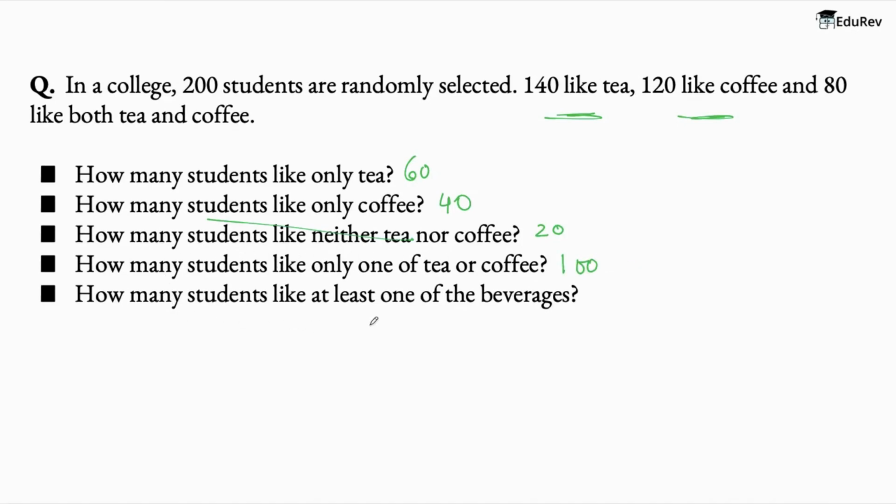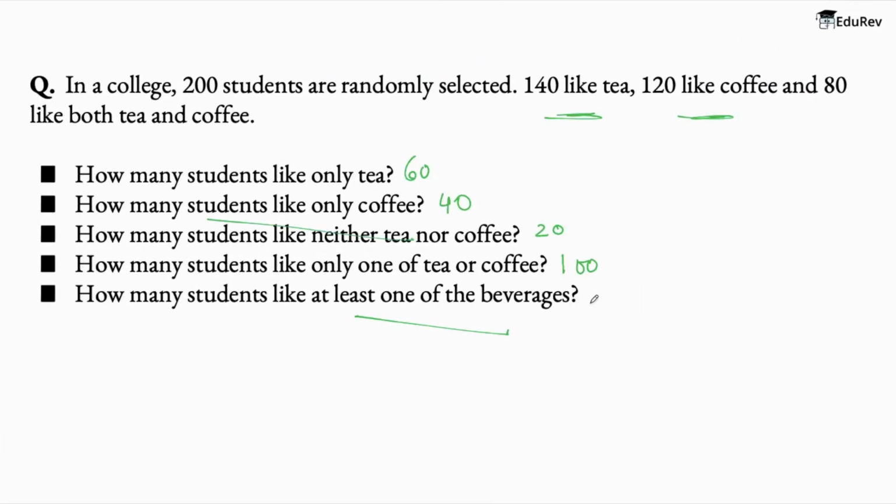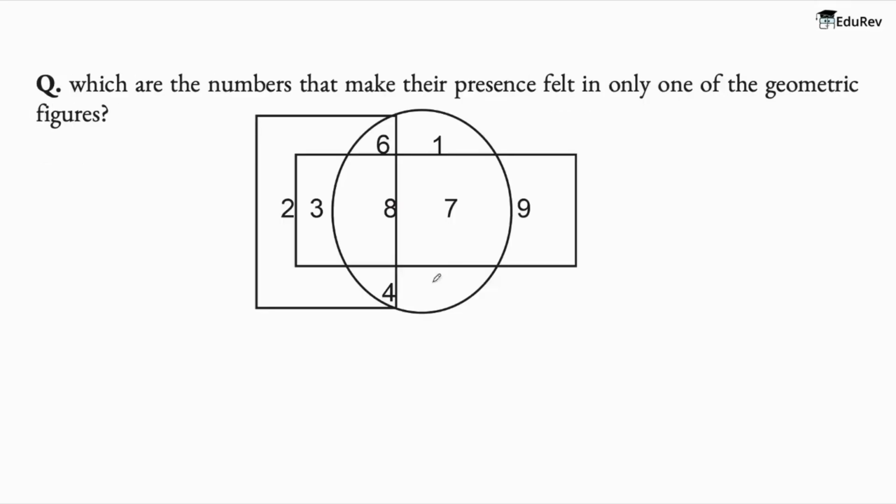And lastly, how many students like at least one of the beverages? At least one of the beverages means they either like only tea, or only coffee, or both of them, because at least they need to love one beverage and at max they can love two of the beverages. So in totality we have 180. So I'm going to write 180 here. I hope you people have understood this question as well. Now let's move on to the next question.